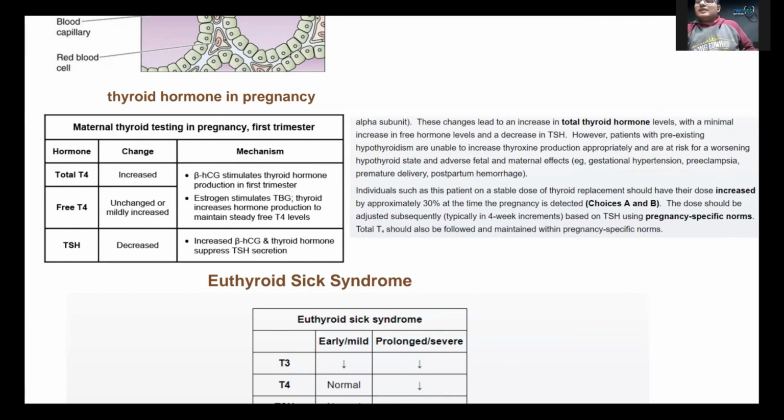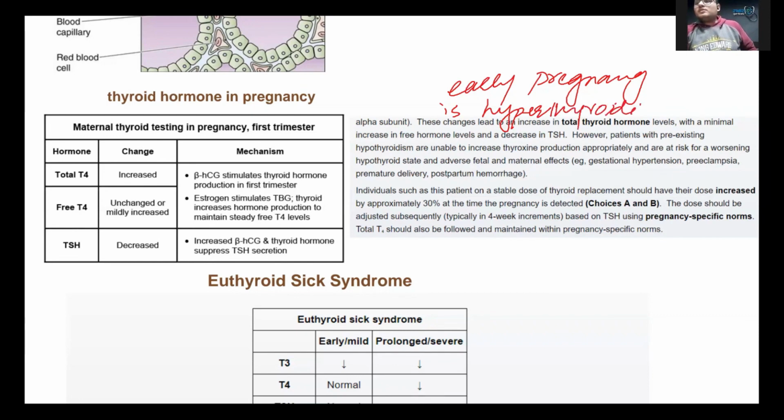So when there is pregnancy, when there is conception, there is increased beta HCG. In the first 8 to 12 weeks of pregnancy, there is increased beta HCG, having a similar alpha activity to TSH. So what will happen? It causes increased T3, T4 production. Remember, early pregnancy is a hyperthyroid condition.